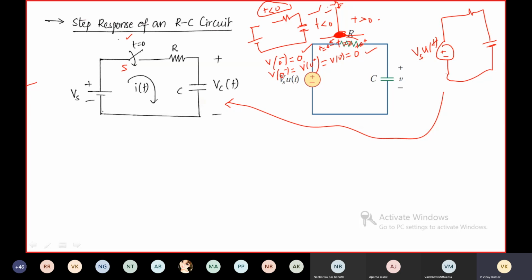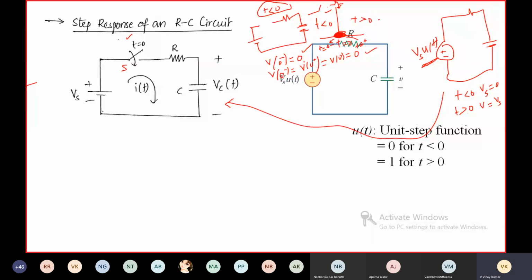Instead of connecting a switch like that, you can also have a circuit like this. With Vs u(t), for t less than 0, Vs is 0. For t greater than 0, the applied voltage is equal to Vs, because u(t) is the unit step function. u(t) is equal to 0 for t less than 0 and equal to 1 for t greater than 0. Already we have discussed this, right?